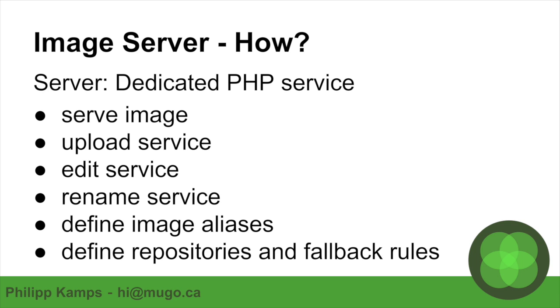On the server side, you also define the image aliases, like you do in Easy Publish. You also define the existing repositories and the fallback rules. So usually we have something like a development repository, which is falling back to the production repository.